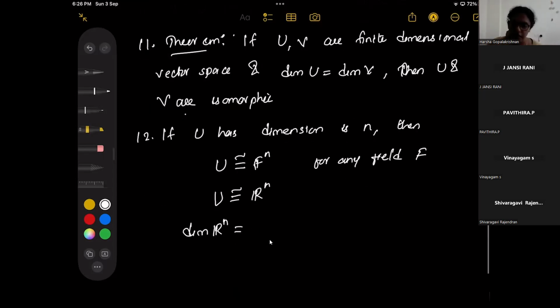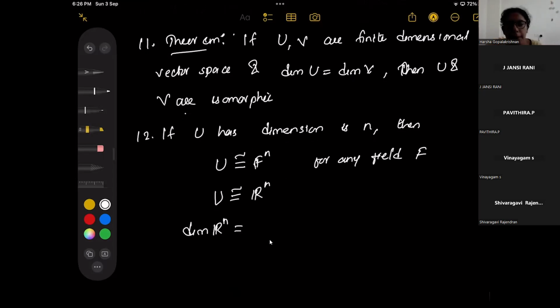What is the dimension of Rn? Dimension of U, ma'am. No, I am asking, okay, it is dimension of U because it is isomorphic. I'm asking what is that number? What is the dimension of R? Yeah, N. Dimension of Rn is N.